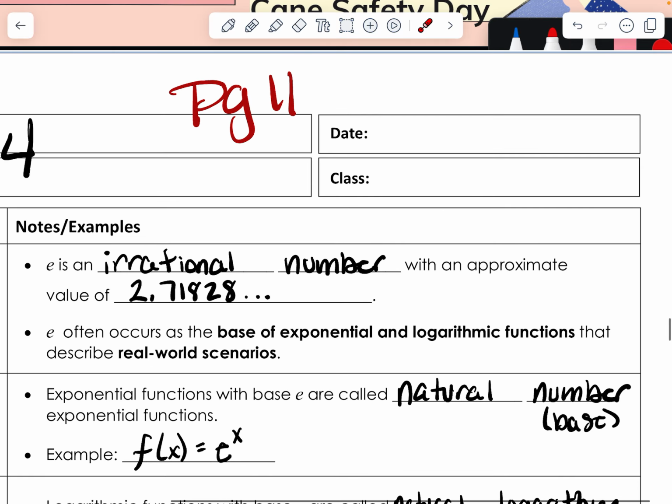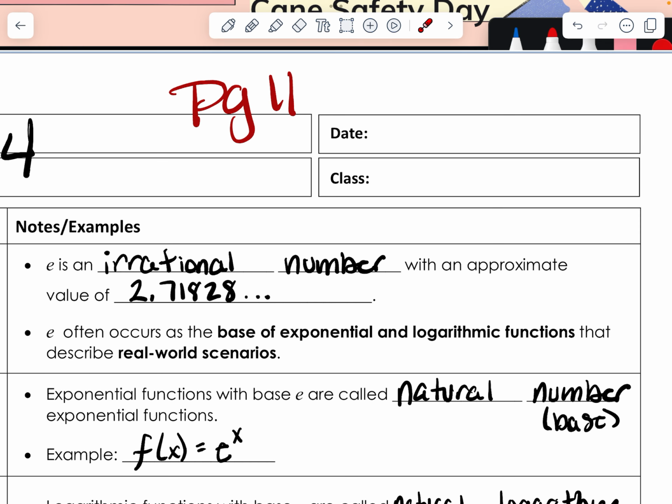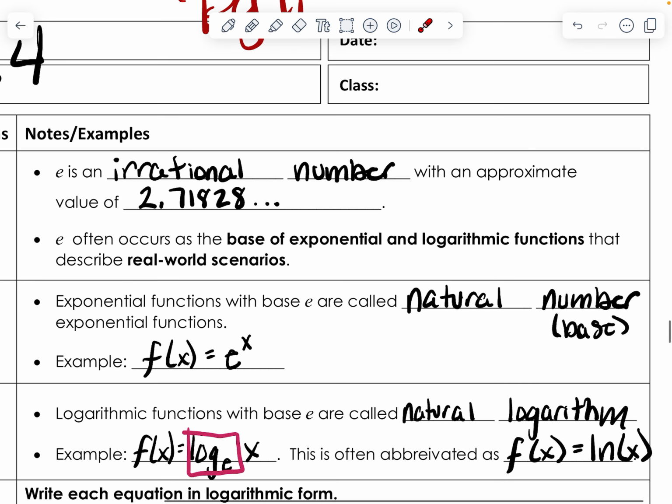E is also known as the natural number or natural base. And we write it as f of x equals e to the x power. We also can do the opposite of an exponential function by using what is called the natural logarithm. And we do the same thing as a logarithm. We just write ln instead of log base e. That is the only difference. Otherwise, everything stays the same.